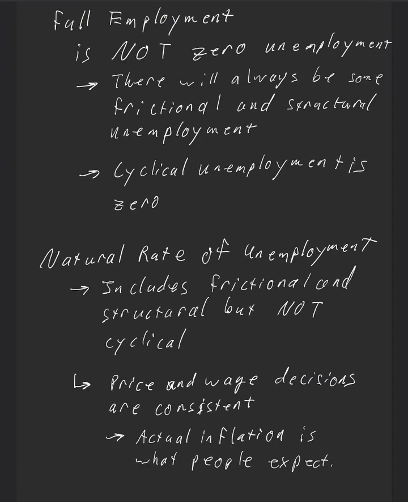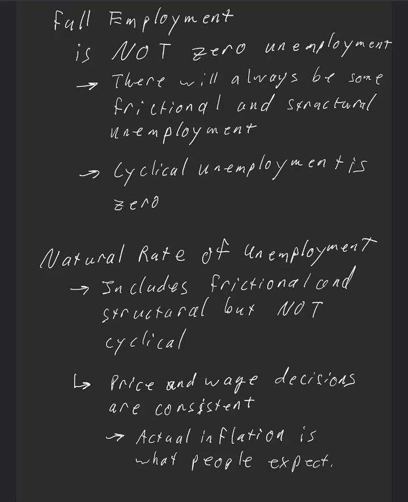Okay, so full employment is not zero. One of the things that sometimes we see as a mistake is people say, oh, we're not at full employment because there's non-zero unemployment. The problem is there's always going to be some frictional and some structural unemployment. People are going to be moving between jobs in a good, healthy economy. There's going to be structural unemployment because the economy should be growing and developing new technologies, new products. Some businesses are going to be winning, some businesses are going to be losing. This is all good. Full employment is when there's zero cyclical unemployment. So there aren't recessions that are causing unemployment.